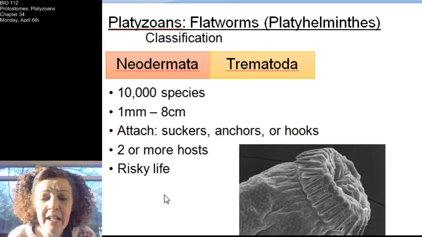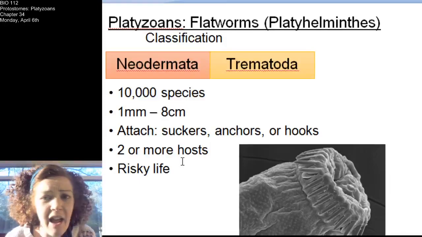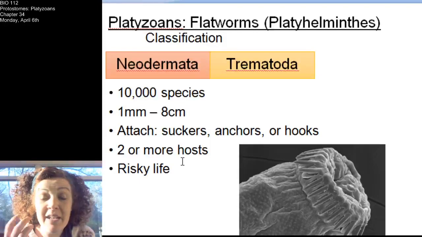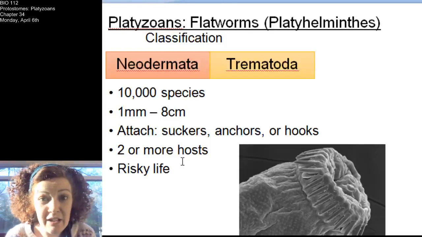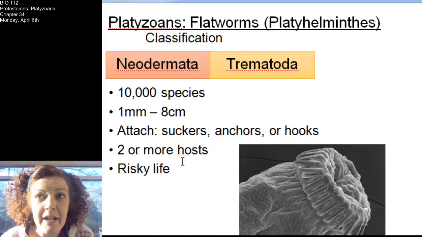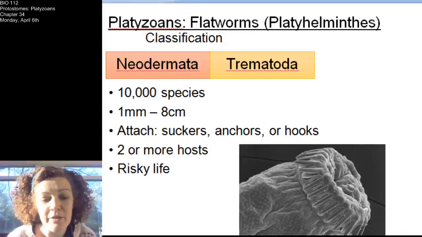And they produce, like I said before, lots and lots of eggs, lots of babies, because their life cycles, since they have to go from host to host, expose them to the environment more, which can be lethal depending on what the environment is like. They have a higher risk of dying. So since they have this really risky life cycle, they produce lots and lots of young. They're very fecund, is what we would say. Fecundity is how many young you produce.